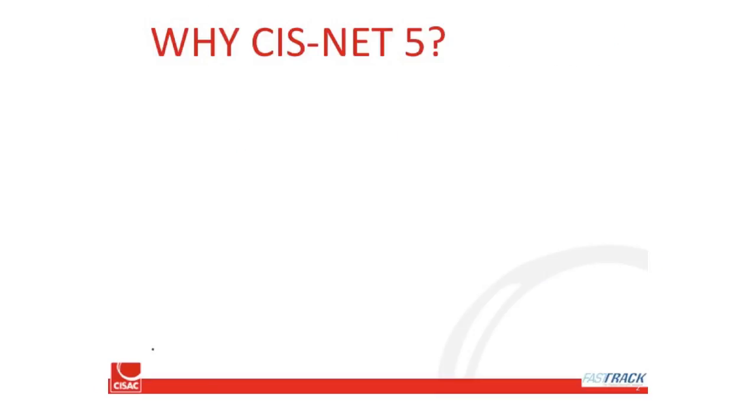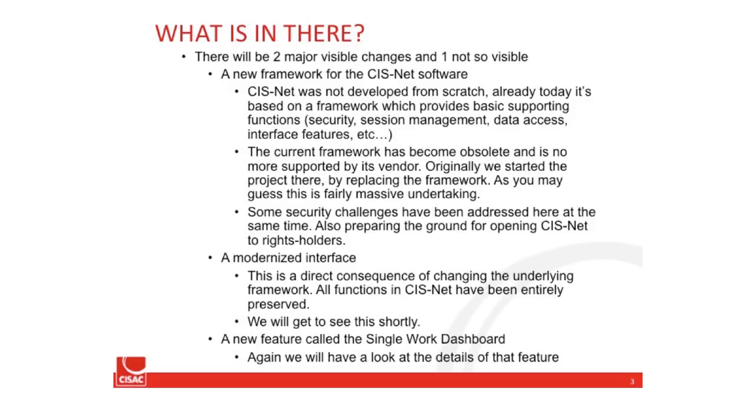First of all, why do we have a CIS-NET 5? Because of a few fundamental reasons, some of which are visible changes and one which is not visible. The not so visible reason is that we had, for various technical and security reasons, to change the framework of CIS-NET. The CIS-NET software was not developed from scratch. It's based on a framework, which is, let's say, a layer which provides basic supporting functions such as the management of security, management of session, data access, etc. So it's very technical, but it is like an operating system, if you will, that is required to develop a software on top of.